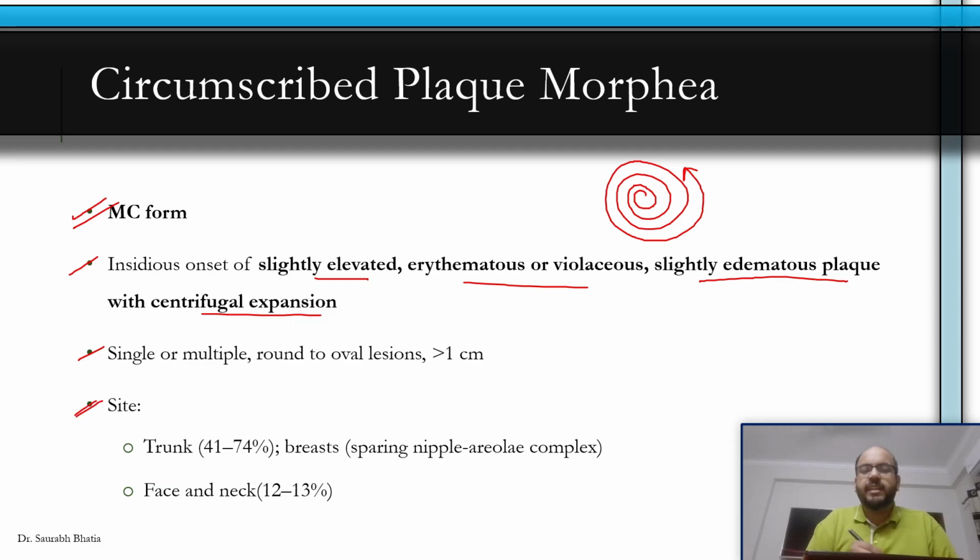The most common site involved is the trunk. So you usually see it on the flanks or on the central part of the trunk and over the breast area, but it spares the nipple areola complex. The second most common are the face and neck, about 12 to 13%.